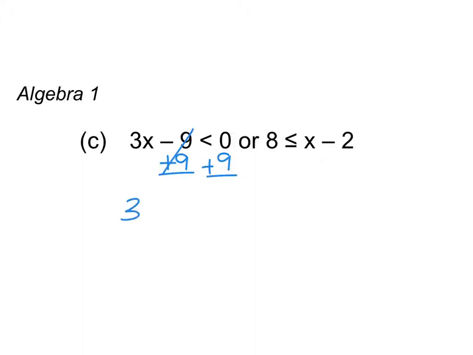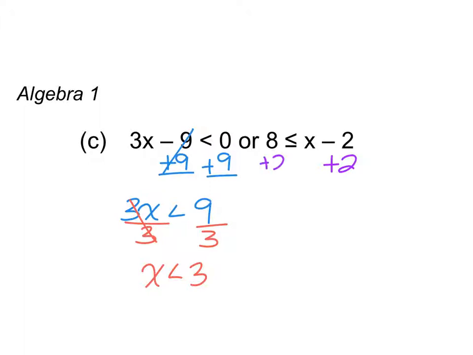Add the 9, 3x is less than 9, divide by 3, x is less than 3. Then shift gears and go over to the other one, add a 2. And so you get 10 less than or equal to x. I don't like it like that. I like it the other way. X would then be greater than or equal to 10. Slap an or sign in the middle.